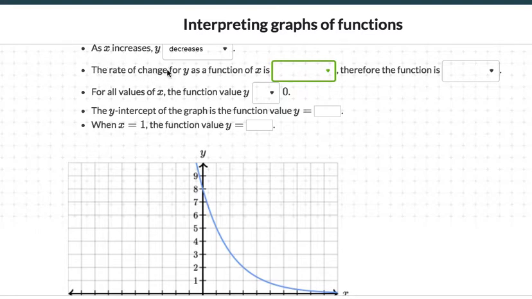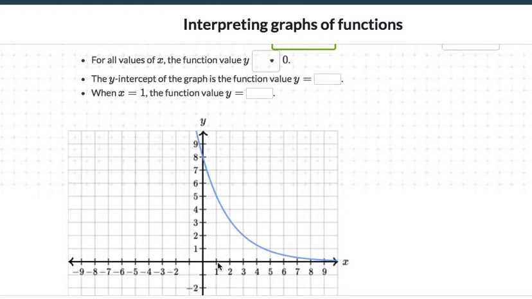So if the rate of change is constant, that is a line and therefore a linear function. And if the rate of change is not constant, we can see here that at the value 1 we've got 5, at the value 2 we've got 3, at the value 3 we've got 2. This is not a uniform rate of change.